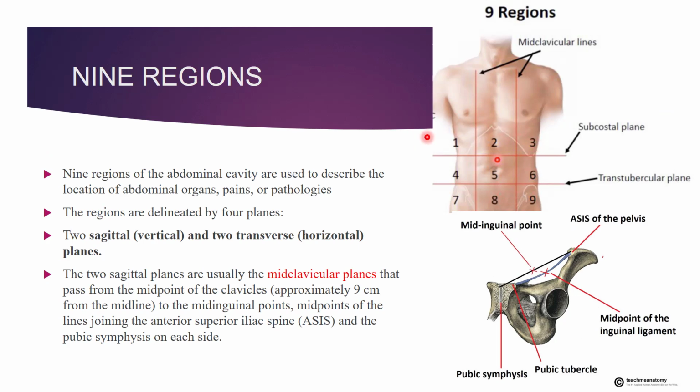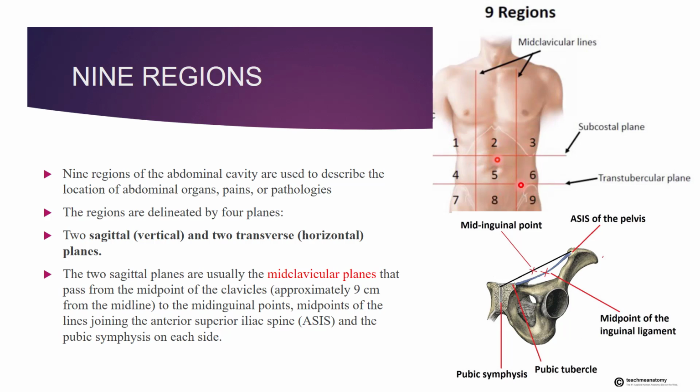Now we will divide the whole abdomen or abdominal cavity into 9 regions. There are 9 regions with their specific names. These 9 regions in the abdominal cavity are used to describe the location of an abdominal organ, or if there is any pain or pathology in some specific region, so we should know the name of the region and the location of the viscera inside that region.